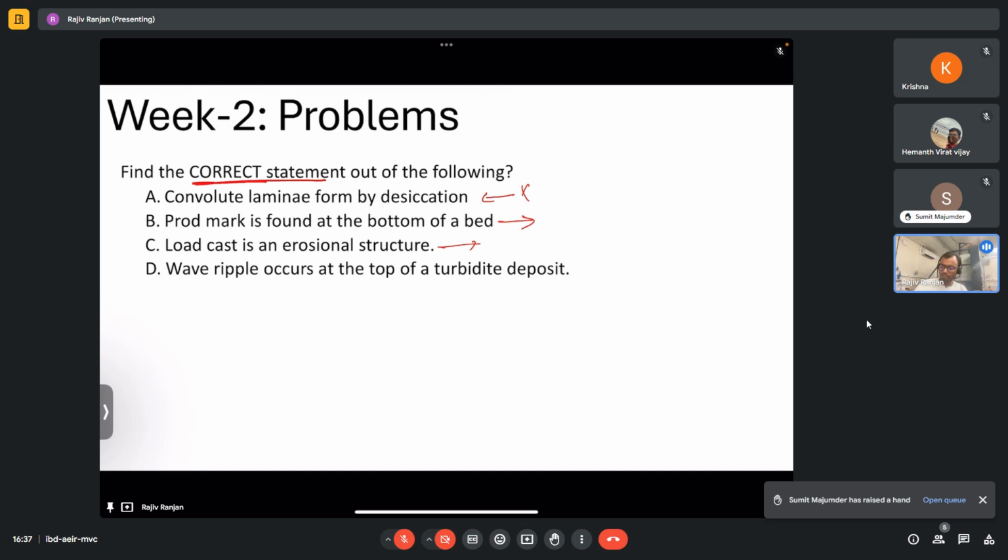Very simple. This is not prod marks; prod marks form at the top surface. Load cast, we know it forms in the bottom part, right? So this is incorrect. And we know wave ripple. Where does it form?